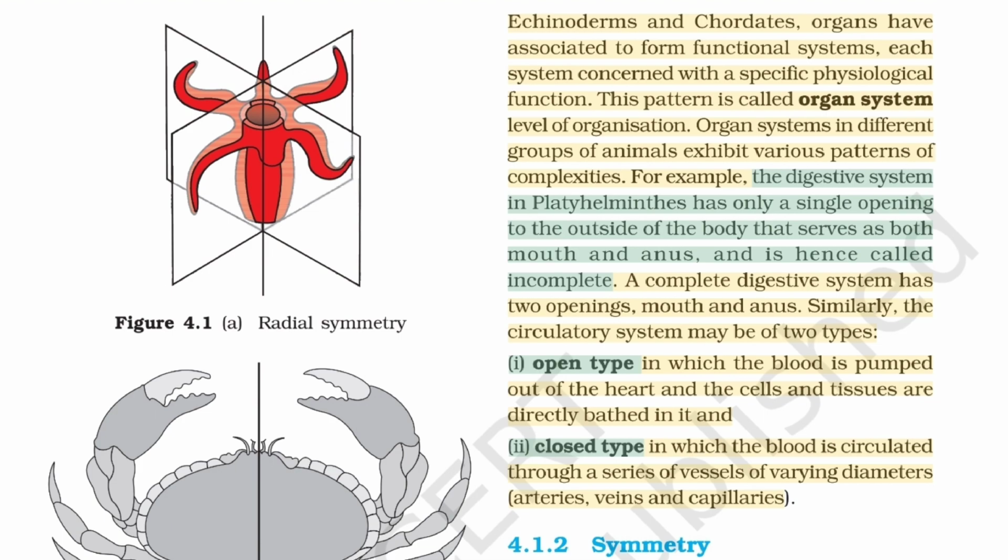Similarly, the circulatory system may be of two types. 1. Open type, in which the blood is pumped out of the heart and the cells and tissues are directly bathed in it, and 2. Closed type, in which the blood is circulated through a series of vessels of varying diameters, arteries, veins and capillaries.